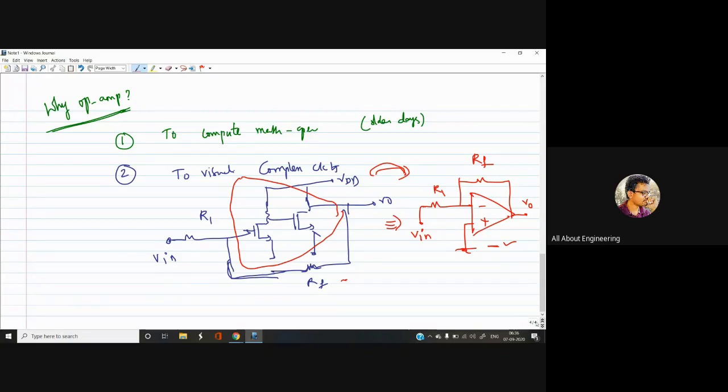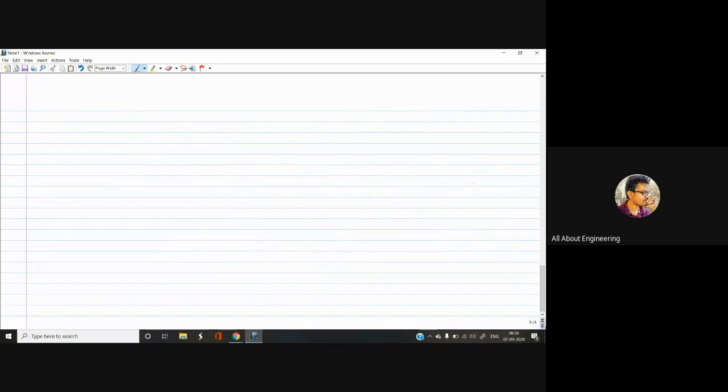Now with all these things we completed the basics of the operational amplifier. Now we can deep dive into the important concept, that is transfer characteristics. Okay, transfer characteristics of an op amp.